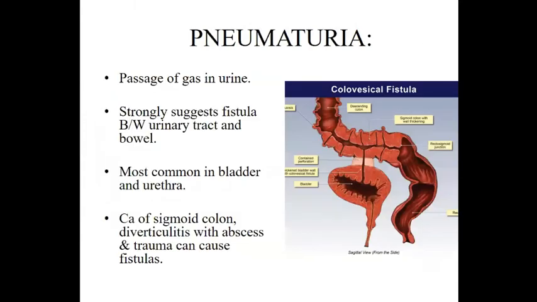Pneumaturia is a rare sign which includes the passage of gas in the urine. It strongly suggests a fistula between the urinary tract and the bowel. The most common fistula is found between the bladder and the bowel. Carcinoma of the sigmoid colon, diverticulitis with abscess, or trauma can result in a fistula between the bowel and the urinary tract, which results in pneumaturia.